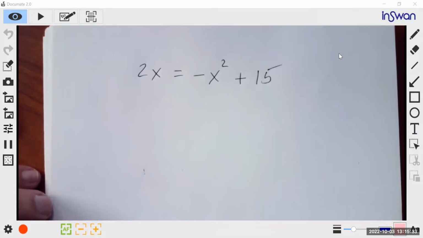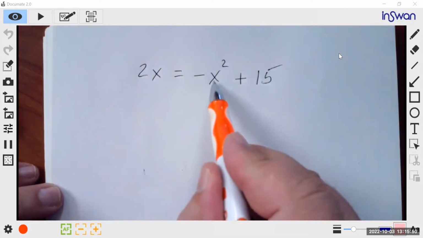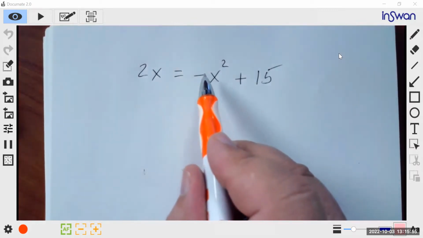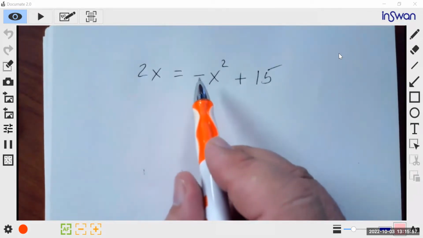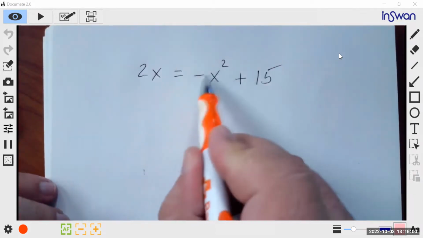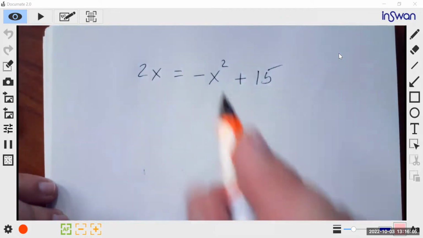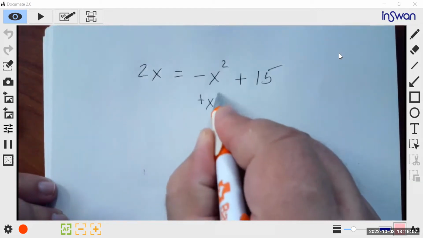We have 2x equals -x squared plus 15. So what's the first thing we have to move? Notice x squared is over here, but it's negative. The coefficient of x squared has to be positive. So since it's on this side and it's negative, we got to move it. If it was positive, we leave it there. But since it's negative, we have to move that first.